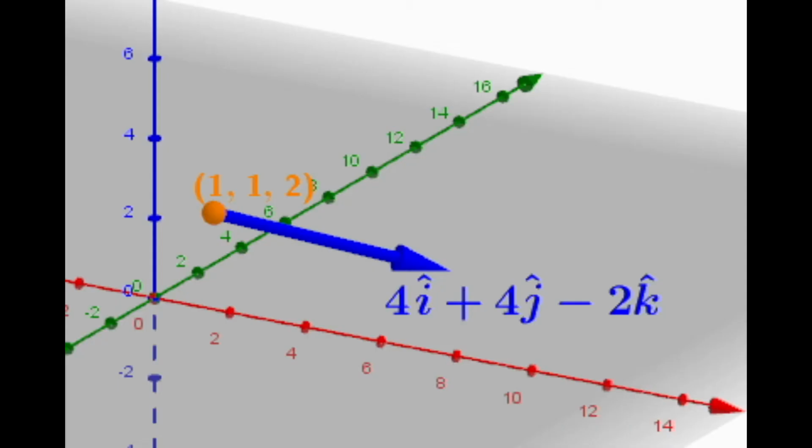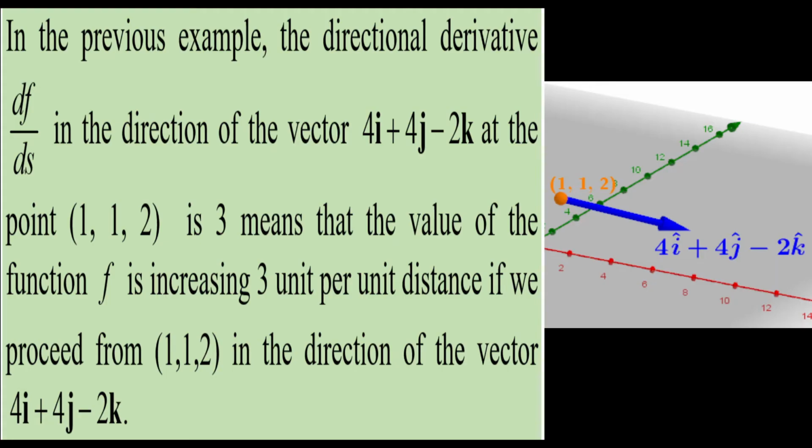In the previous example, the directional derivative df/ds in the direction of the vector 4i plus 4j minus 2k at the point (1, 1, 2) is 3. This means that the value of the function f is increasing 3 units per unit distance if we proceed from the point (1, 1, 2) in the direction of the vector 4i plus 4j minus 2k.